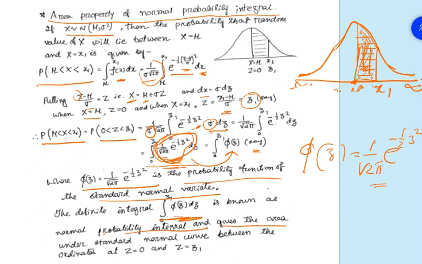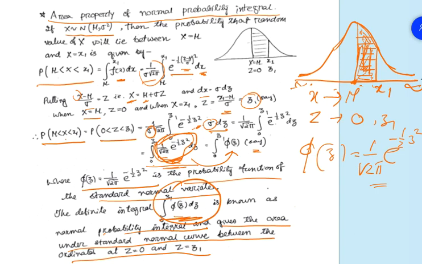This gives the area under the standard normal curve between the ordinate z equal to 0 and z equal to z1. We have already mentioned that this is mu and x1 in terms of x, and in terms of z it is 0 and z1. So this integration gives us the area between z equal to 0 and z equal to z1. This is a very important and useful integral for the normal distribution.